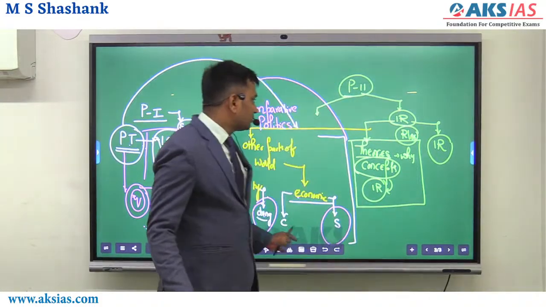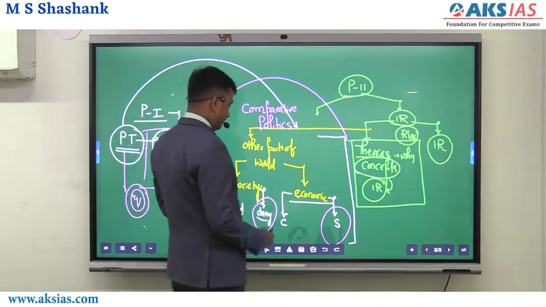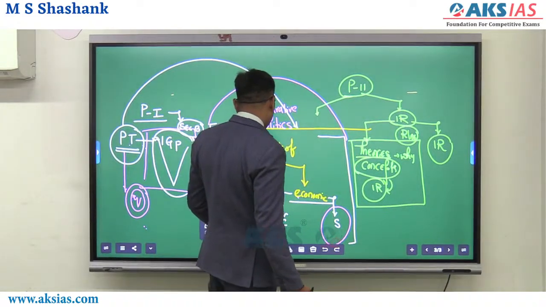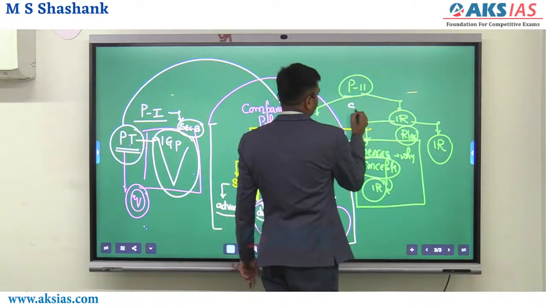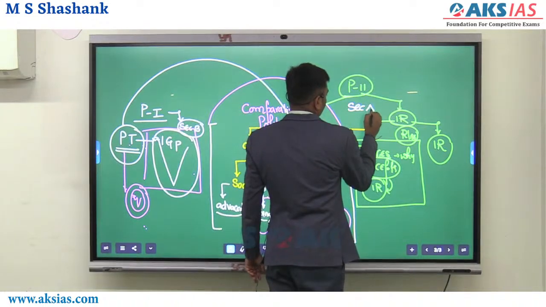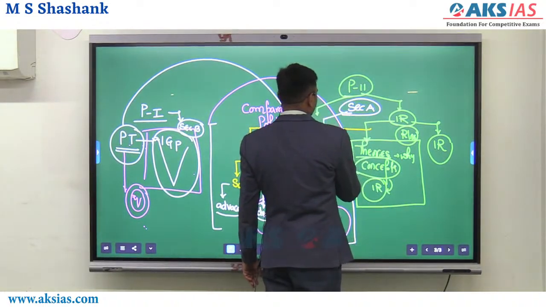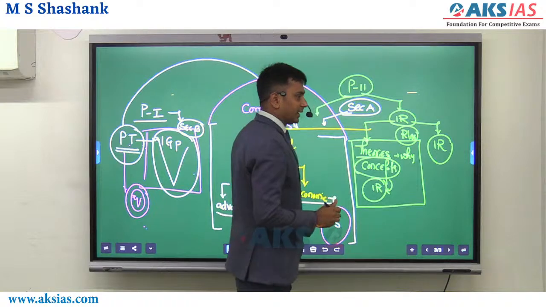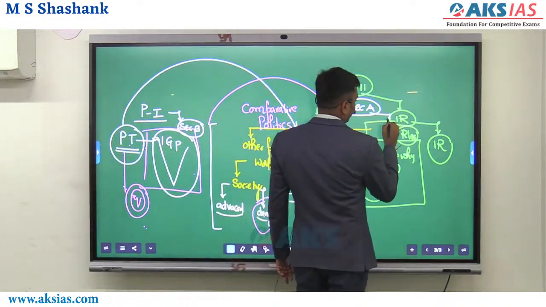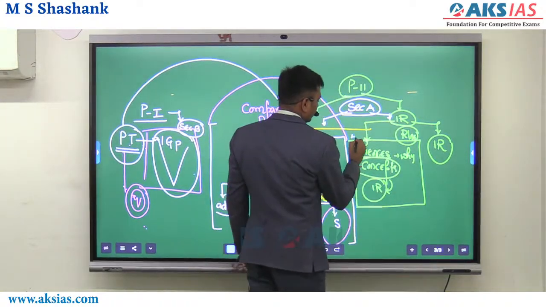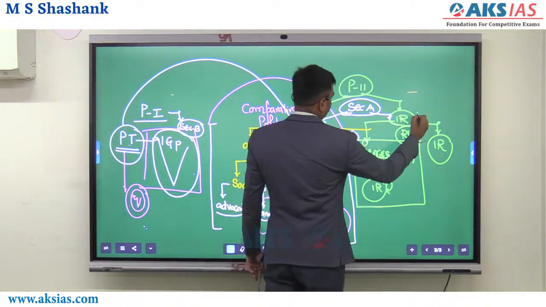So if you observe this Paper 2 Section A, the first thing you have to identify is that Section A has comparative politics and IR. In the IR, it starts with the 5th chapter and goes to the 11th chapter.